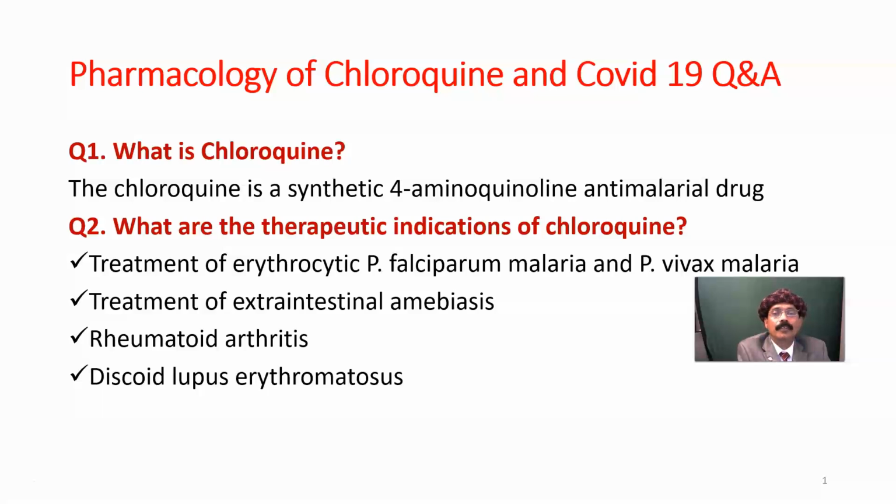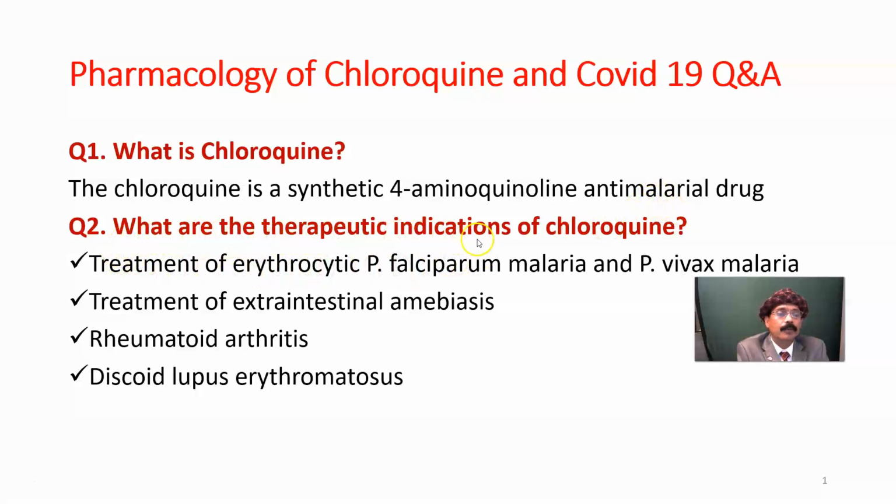What is chloroquine? Chloroquine is a synthetic 4-aminoquinoline anti-malarial drug. It is used against malaria. Malaria is a parasitic disease that is transmitted by the mosquito.